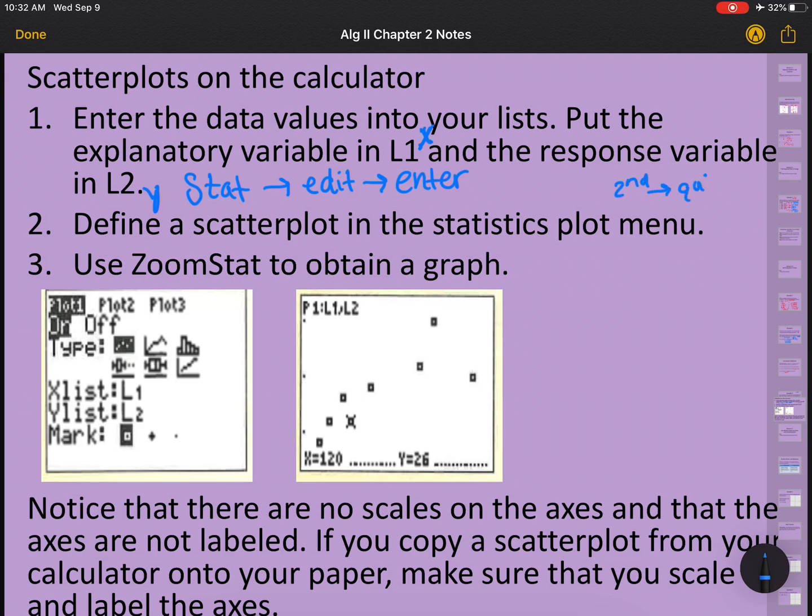quit, or second mode, which is the same thing as the mode button, which is right beside it. Second mode or second quit. Okay, so now we have the lists in there, x and y.